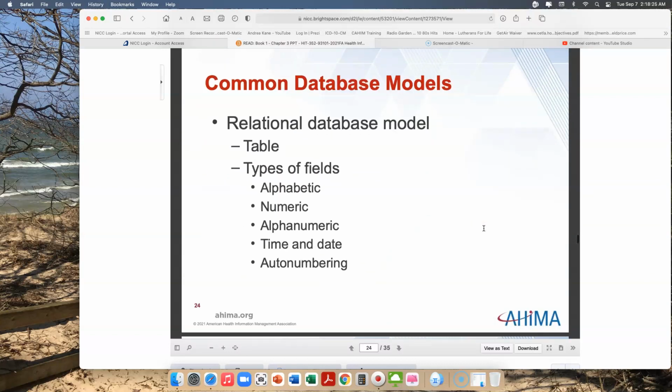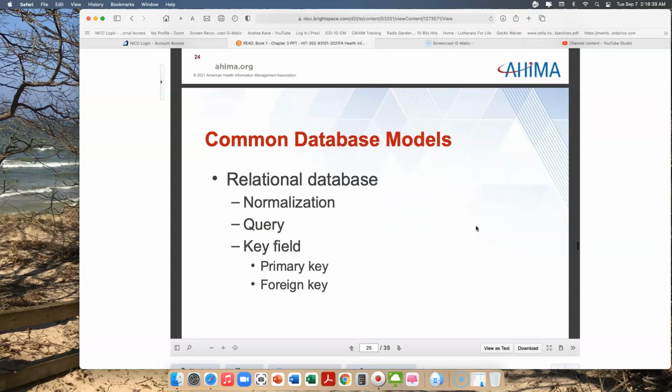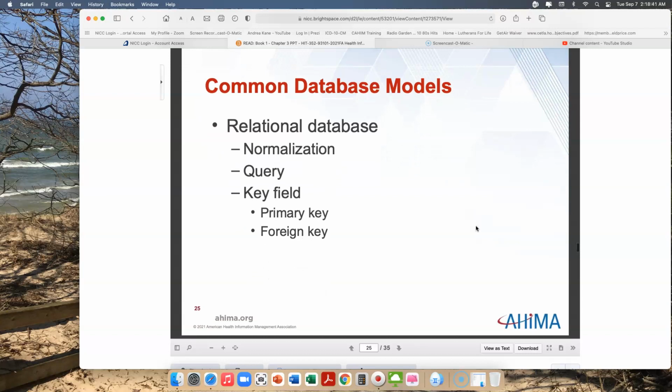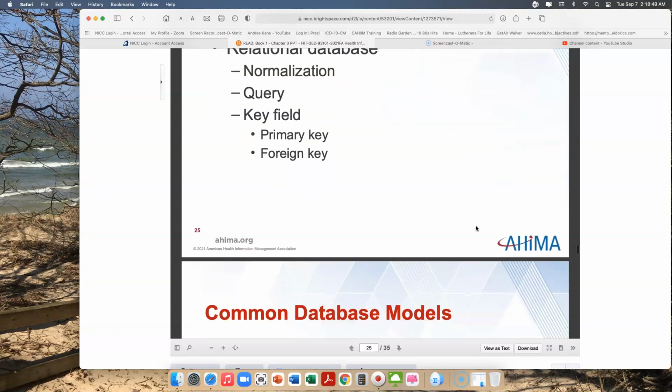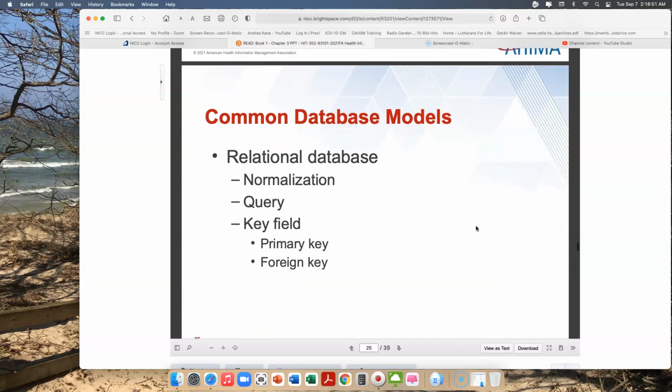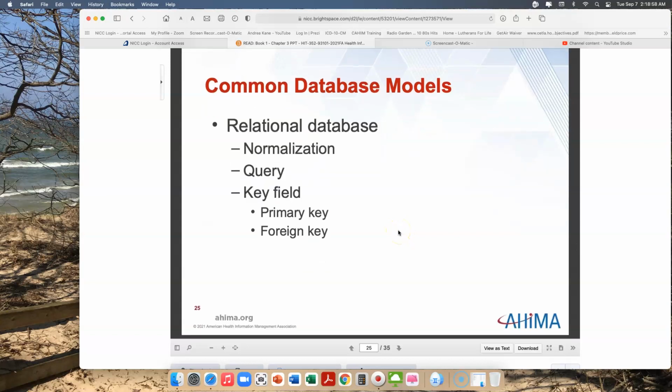So let's talk about some common database models, looking at relational database models. They include a table and types of fields. These types of fields include alphabetic, numeric, alphanumeric, time and date, and auto numbering. The relational database also includes normalization, query, and key field. And when you're talking about key field, it can be primary key or foreign key. And your book does a really good job of covering all of these and explaining those. So I know I keep saying refer back to your book, but really your book has such great information in it.